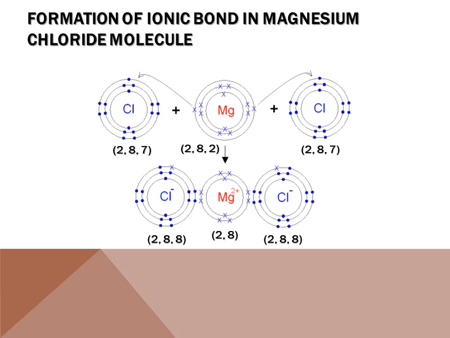Again, one more chlorine has 2 electrons in the first shell, 8 electrons in the second shell, and 7 electrons in the third shell. So this chlorine also requires 1 electron. So magnesium donates 1 electron to the first chlorine and 1 electron to the second chlorine, and an ionic bond is formed between magnesium and chlorine. So chlorine, after accepting the electron, becomes a chloride ion. Magnesium donates 2 electrons and becomes Mg2+, that is, it has donated 2 electrons. Then each chlorine which has accepted one electron becomes a chloride ion. So an ionic bond is formed between magnesium and chlorine.